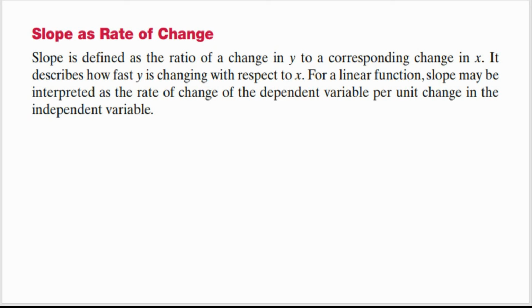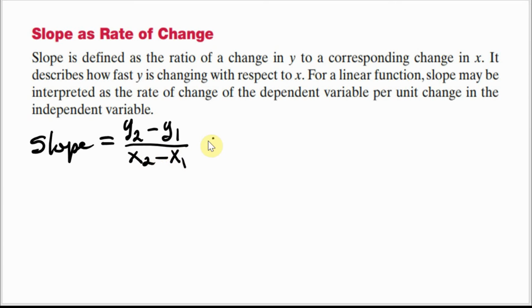Slope as rate of change. This slope is the same as the slope that we've been looking at before. So nothing has changed, and that's the good thing about it. So this slope is the same thing as we talked about before, y sub 2 minus y sub 1 all over x sub 2 minus x sub 1.